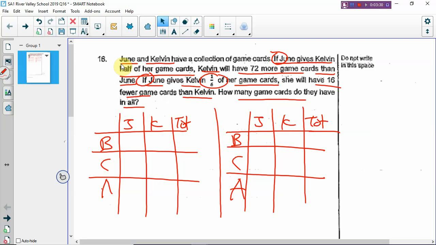Because if you were to put, for example, June gives Kevin half, if you were to put something like this, you will find it's going to be a bit hard, because your 2/2 is equal to what?